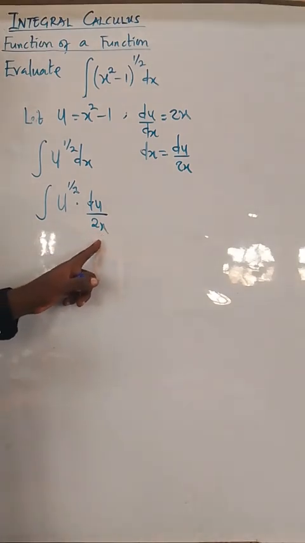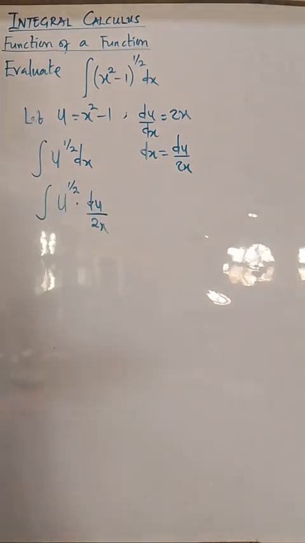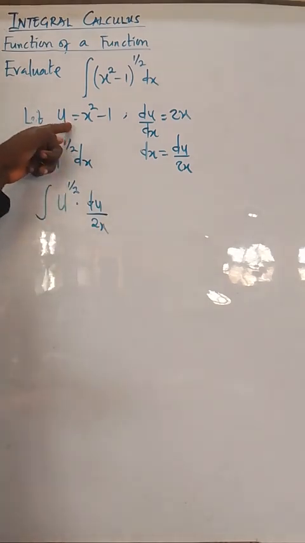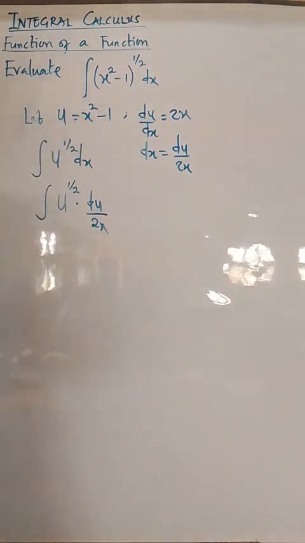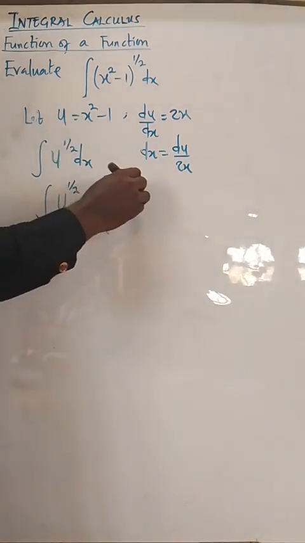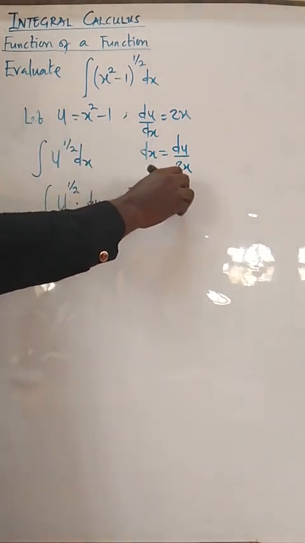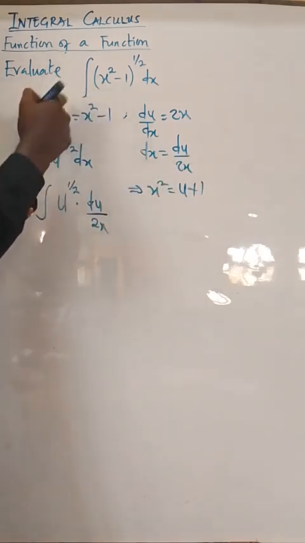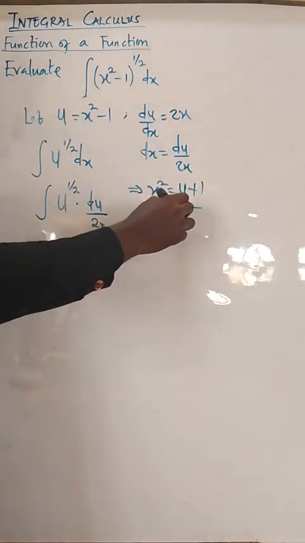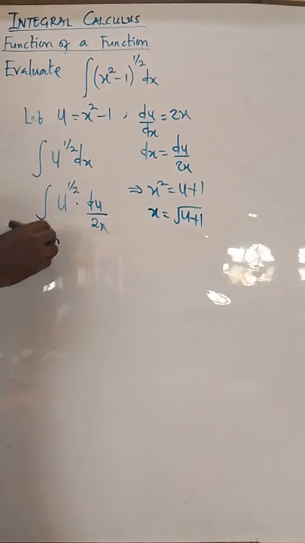We cannot continue because of this x. Everything here must be u. So what can we do? It's either I come back here and make x the subject. But doing that, it will be more complicated. Let's come here and make x the subject. From here, it implies that x squared equals to u plus 1. Then it means x equals to square root of what? u plus 1.